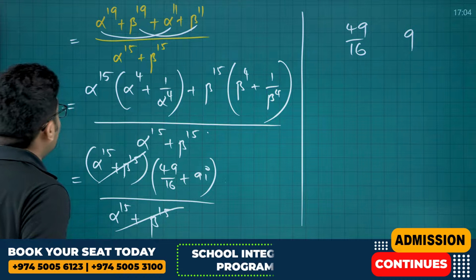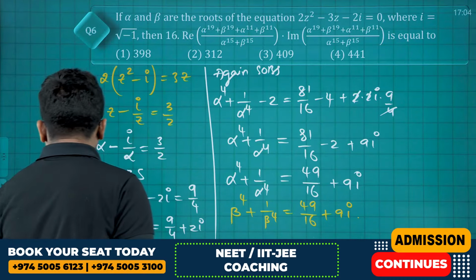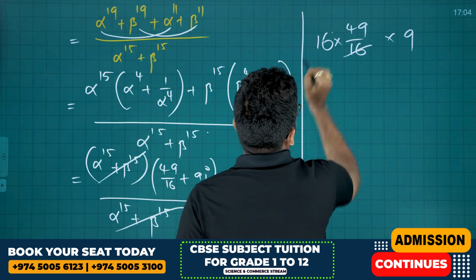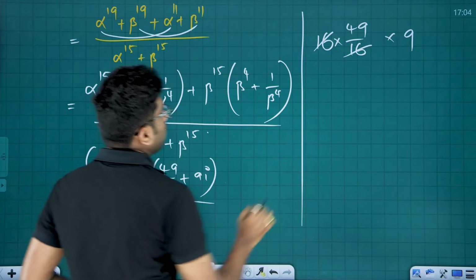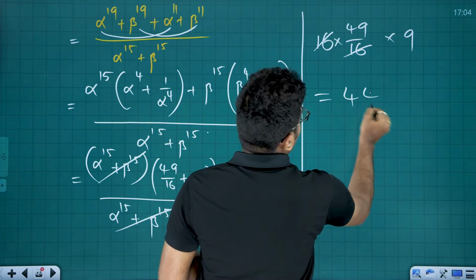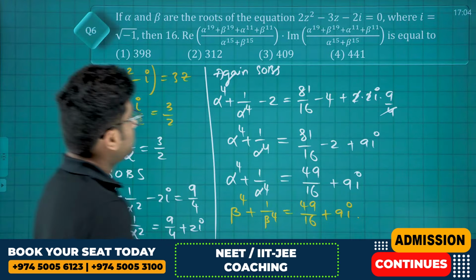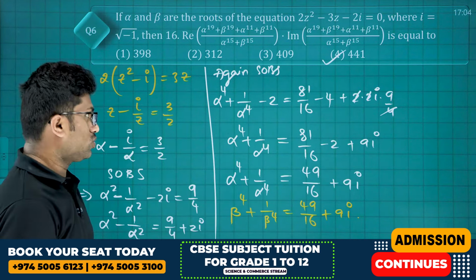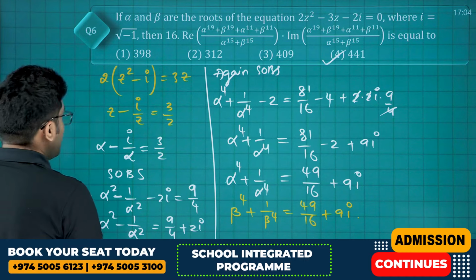They are asking us for 16 times the real part of this into the imaginary part of this. So 16 times this, the 16 gets cancelled. Now 49 into 9, which is 441, friends. The answer is 441. 49 into 9 is 441. Good question. That's it. Next question.